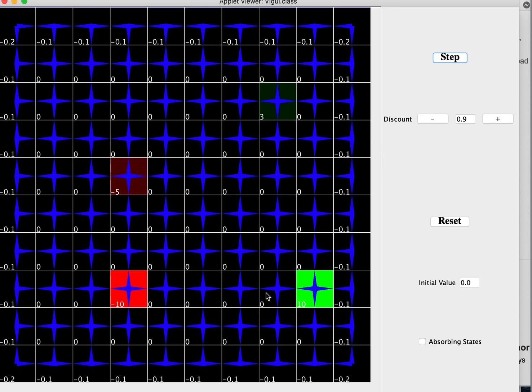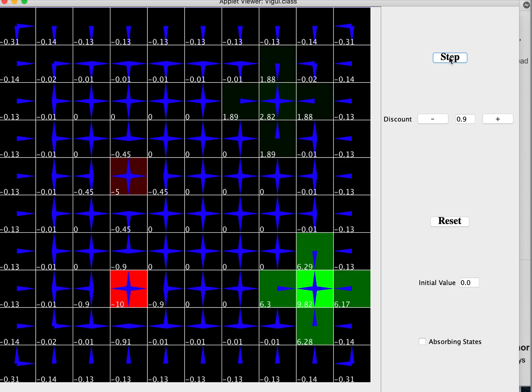So if I step again, let's look at what happens in this corner here. If I go right here with probability 0.7, I get a 10, but it's not worth that much to me now because I've got to discount it. So here's the discount factor of 0.9. If I step that, I get 6.3. So the optimal policy here is to go right.